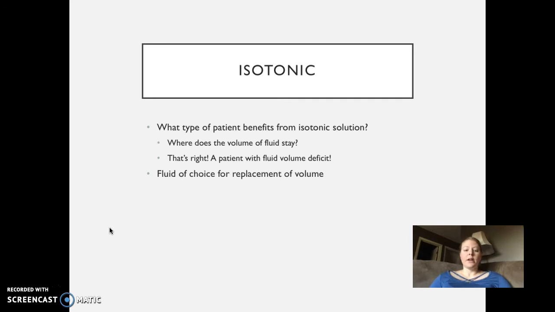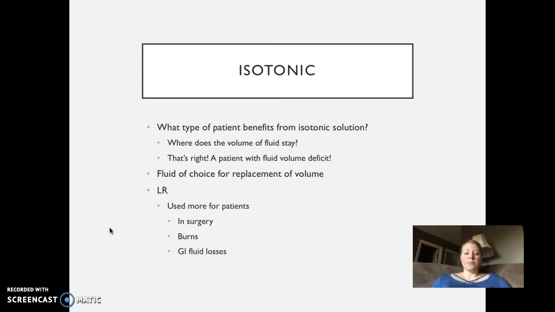regular body functions. It's also a fluid of choice for replacement of volume. I'm sure you've seen this is probably the number one use in the hospitals. You can also use LR. It's used more for patients in surgery, burns, or if they have any GI fluid losses. The electrolytes that are within the LR are just a little bit different than the normal saline.